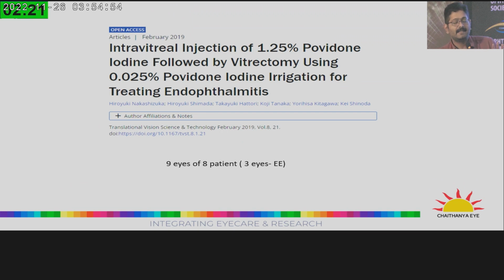So povidone iodine has been used as an ocular antiseptic for a long time. Now, this Japanese group gave an intravitreal injection of povidone iodine, and also used it as an irrigating solution for vitrectomy. They had taken 9 eyes of 8 patients, of which 3 eyes were endogenous endophthalmitis. That is the only reason I'm including it in this talk of mine.